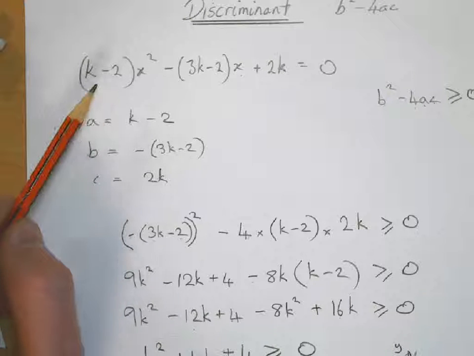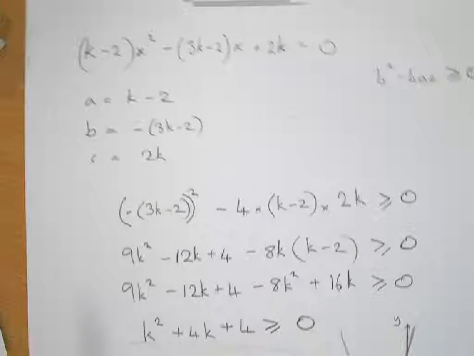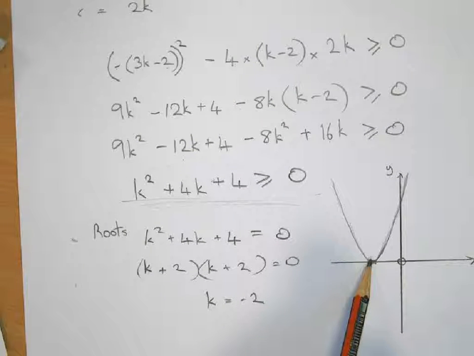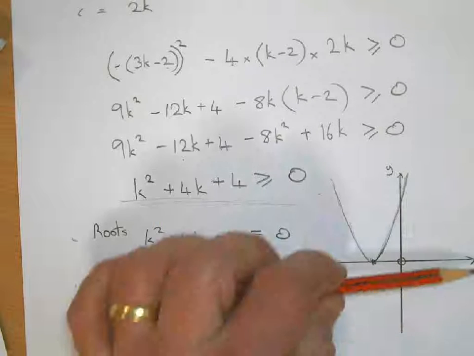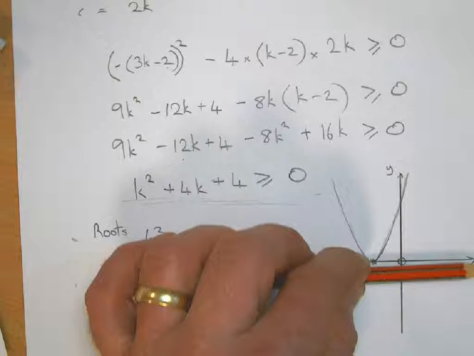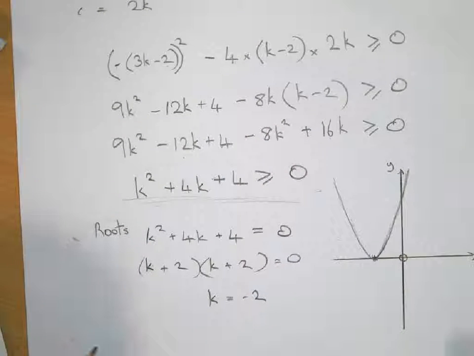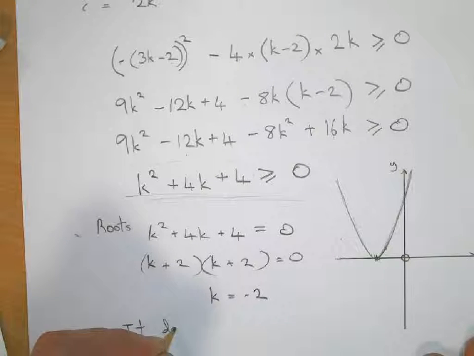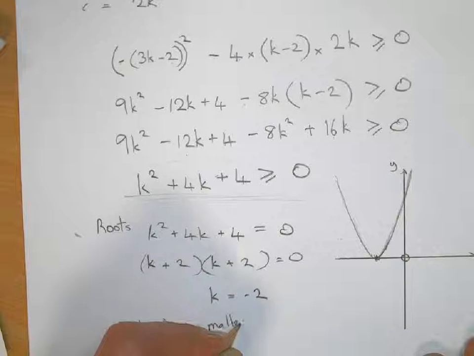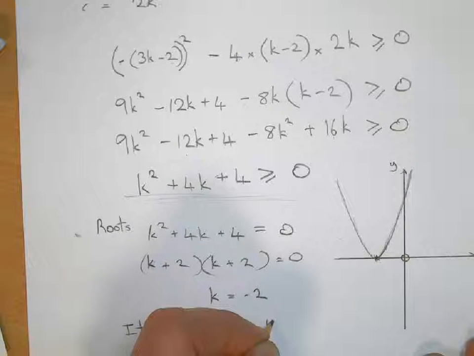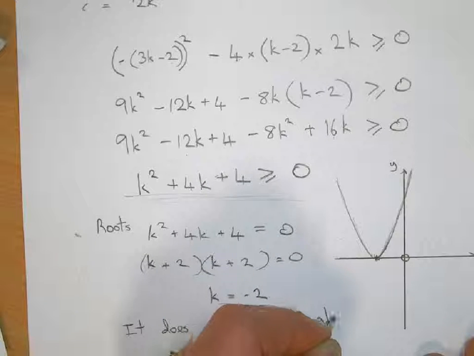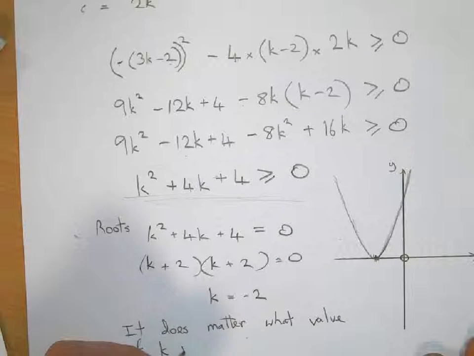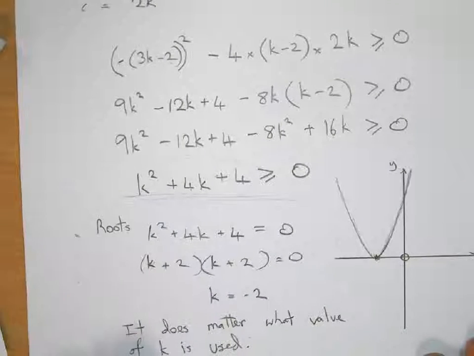If you put in k is minus 2, when it actually touches exactly along on this line here, that means you'll only get one real root. But it doesn't come below the axis, which means at no point will there be no real roots. So that means you can say it does not matter what value of k is used, because there are always real roots.